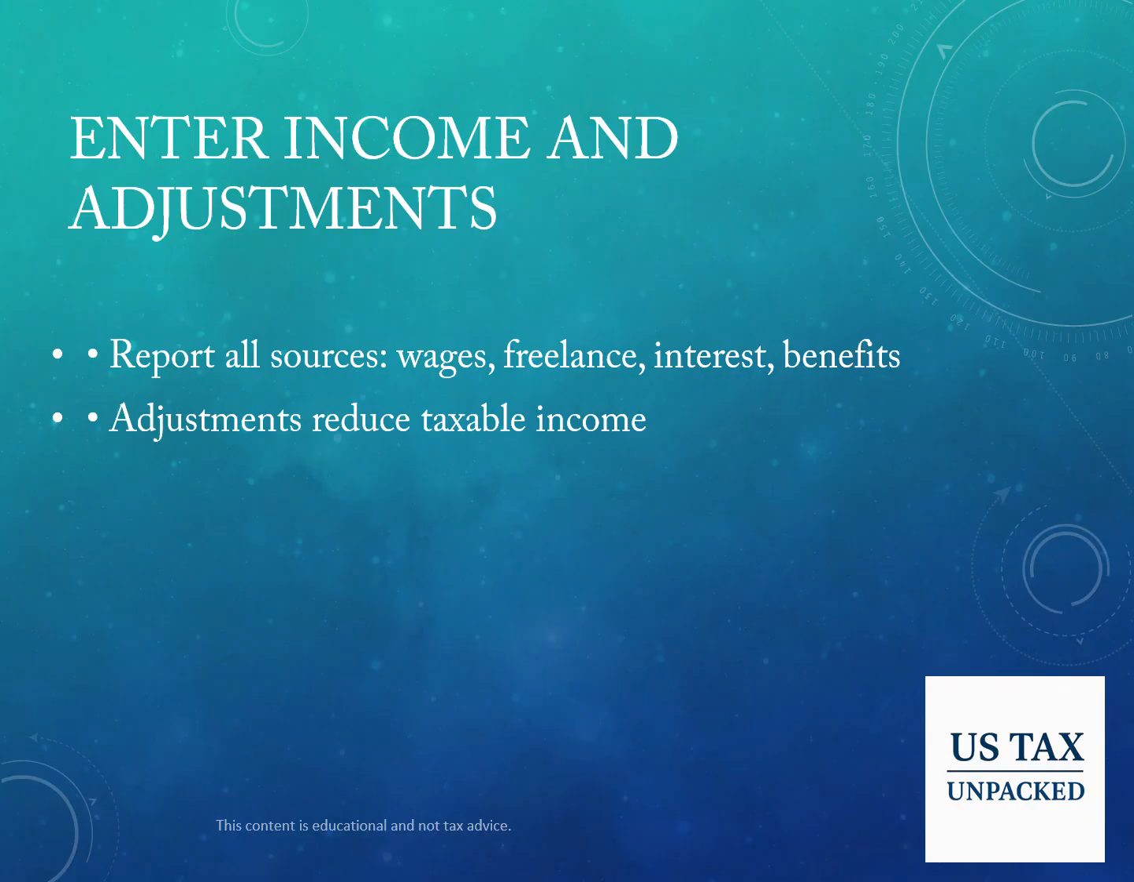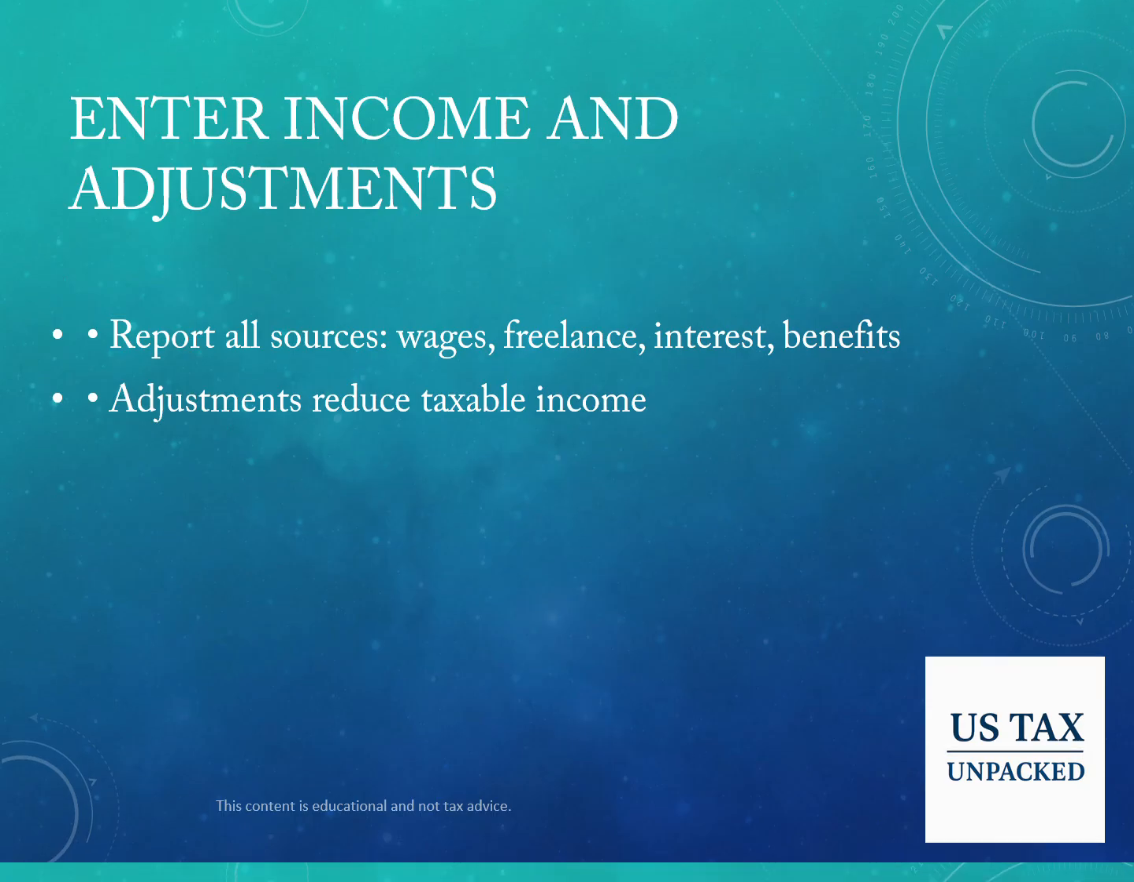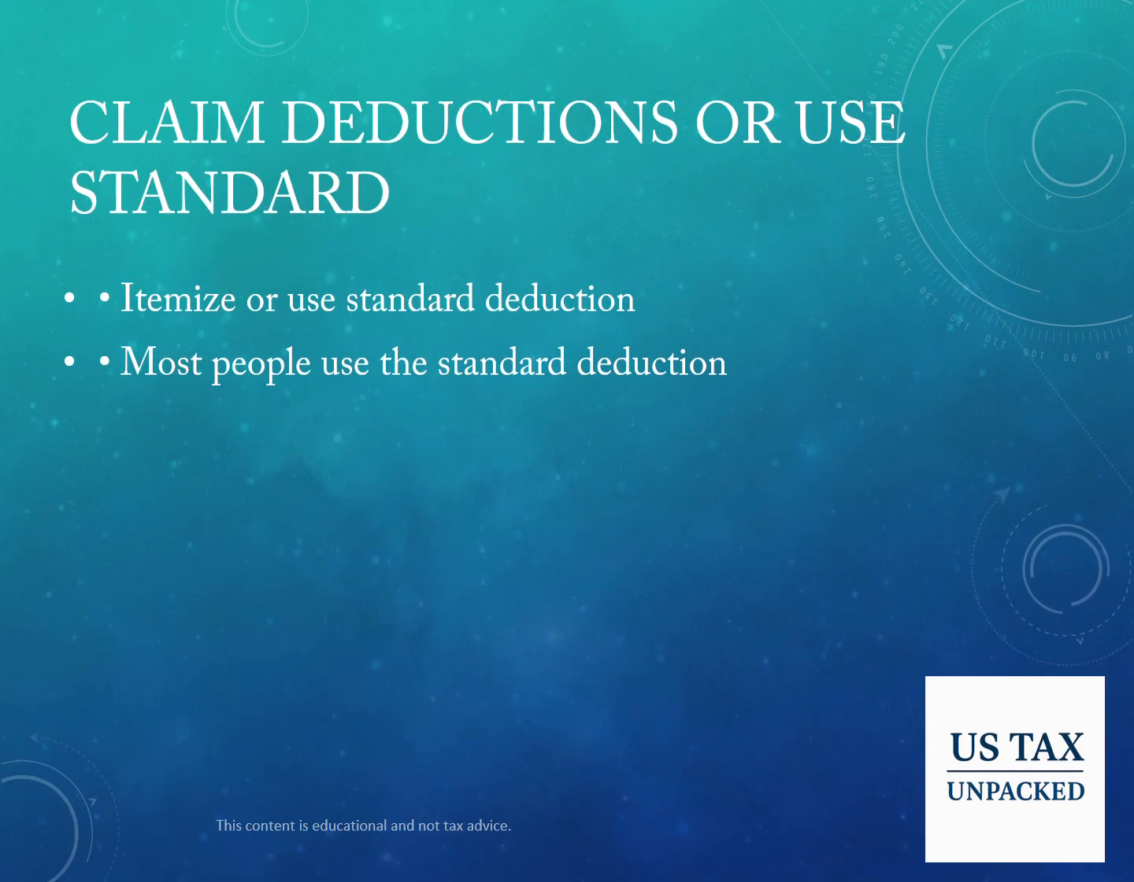Report all income sources, including wages, freelance income, interest, dividends, and unemployment benefits. Adjustments like student loan interest or IRA contributions can reduce your taxable income. You can either itemize deductions, like mortgage interest, charitable contributions, and medical expenses, or use the standard deduction. Most taxpayers use the standard deduction because it's simpler and often higher.